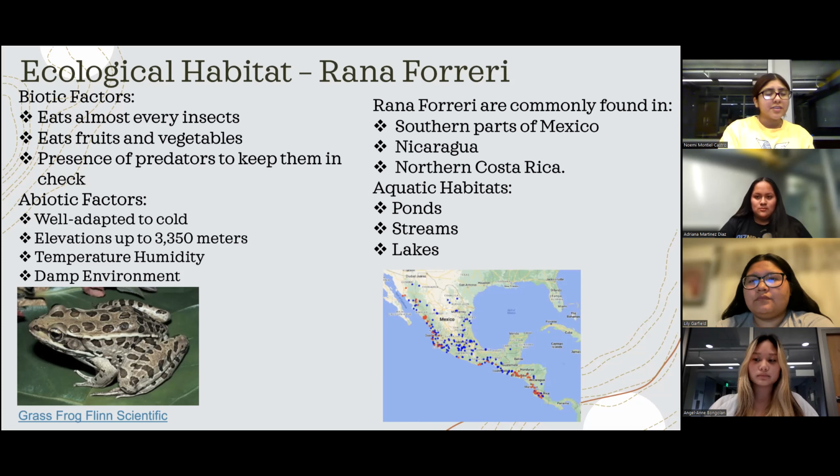The abiotic factors include temperature and humidity, which is what they prefer because they are cold-blooded and adapted to the cold. They could also stay in elevations up to 3,350 meters, and they also prefer damp environments, which is why they are mostly and commonly found in southern parts of Mexico, such as Nicaragua, northern Costa Rica, as well as Salinas and Jalisco. And they also prefer aquatic habitats such as ponds, streams, lakes, and swamps.